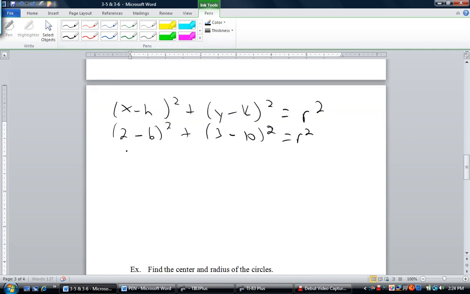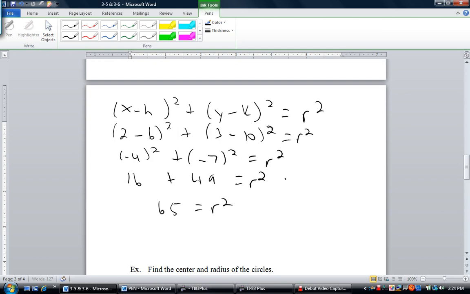So 2 minus 6 is negative 4. 3 minus 10 is negative 7. If you're using a graphing calculator, be really careful. Negative 4 squared is a positive 16. Negative 7 squared is positive 49. And 16 plus 49 is 65. And that's our r squared.